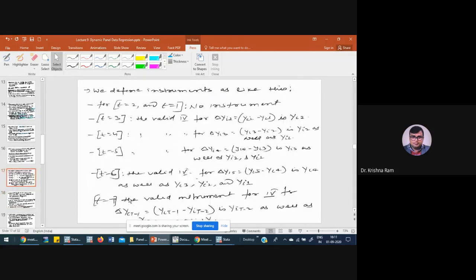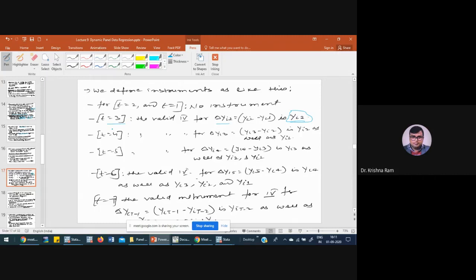And this method defines the instrument like this. This method again uses an instrument, but defining the instrument is different. So in the case of 1 or 2 time periods, there is no instrument. But with 3 time periods, we define instruments as like this. So for delta yi2, which one is the endogenous variable, the instrument is yi1.